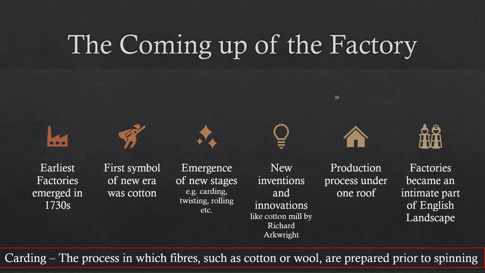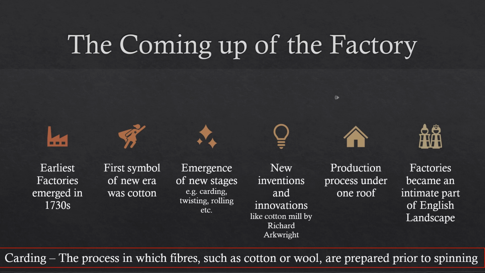The next is that new stages emerged in the production process. We have studied about stapler, spinner, weavers, fullers, dyers, and thereafter the product was sent to the finishing center and then to the international market. So in these stages, some new stages emerged, especially in the spinning part. For example, carding, twisting, rolling, etc.